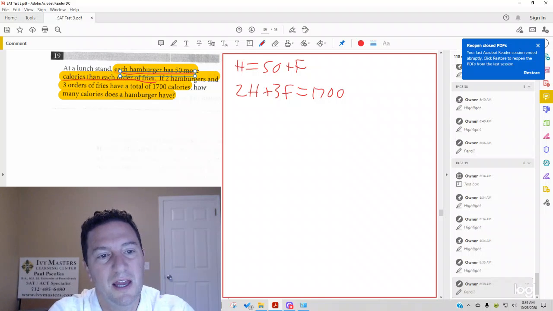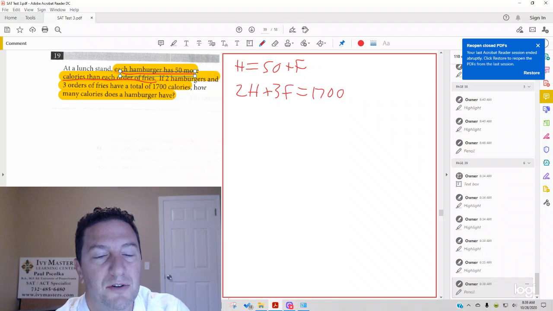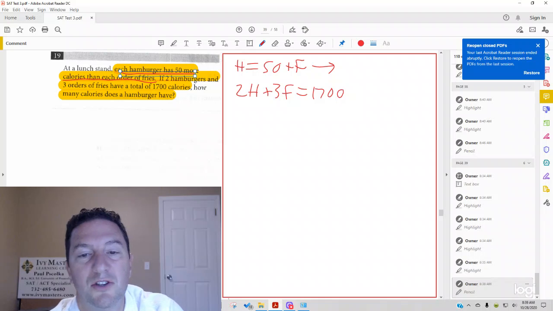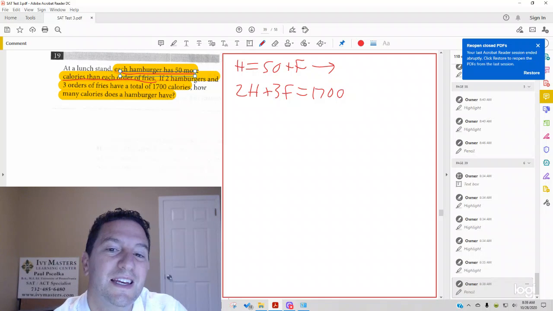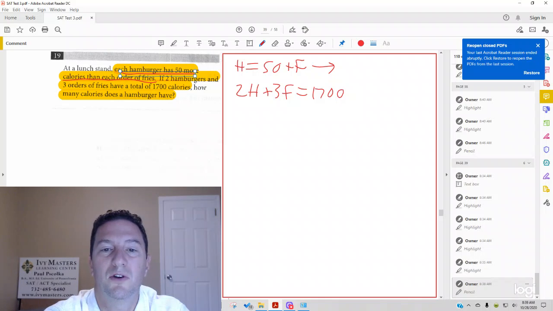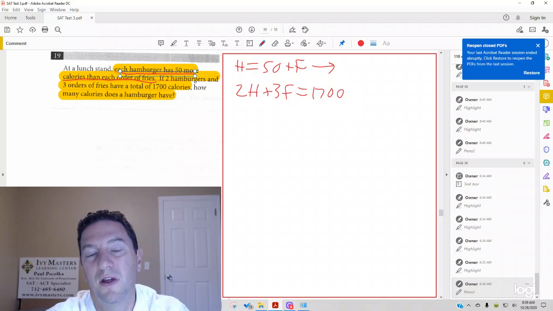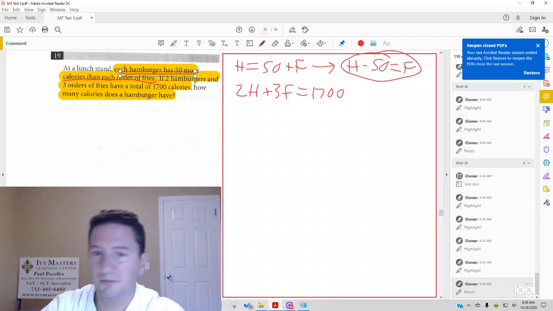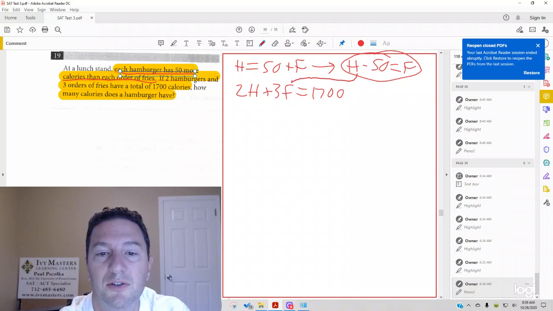And now it's actually asking for how many calories each hamburger has. So as it is, if I put 50 plus F in place of H, then I'd have all F's, and I'm looking for H. So what I recommend you do is plug in so you have all H's. So when you get your answer, you have your answer straight away instead of solving for F and then plugging back in, because you could forget that last step. So if I subtract the 50 from both sides, I'd get H minus 50 equals F. So now, in place of F, I put H minus 50.